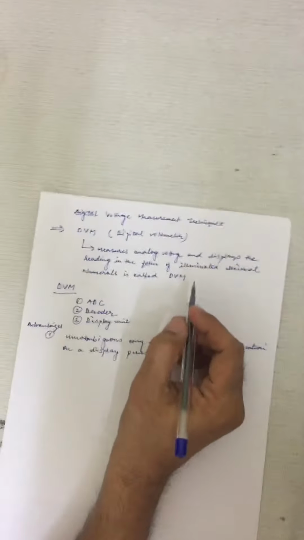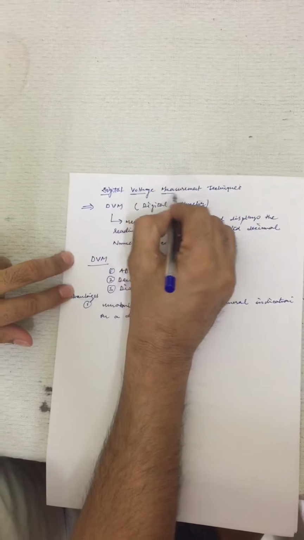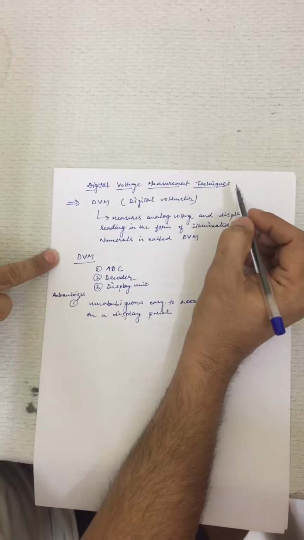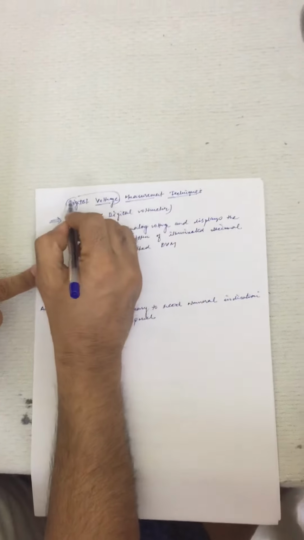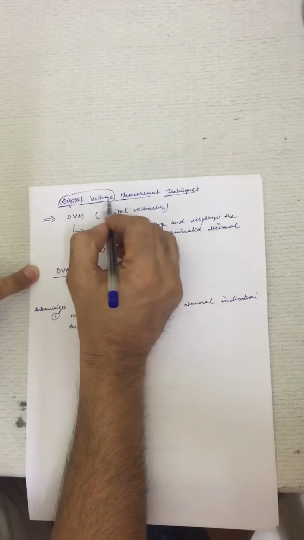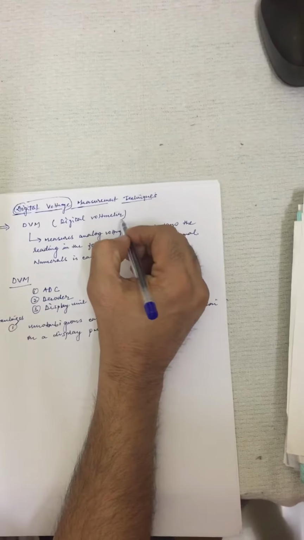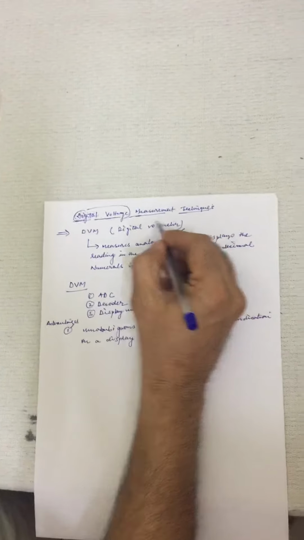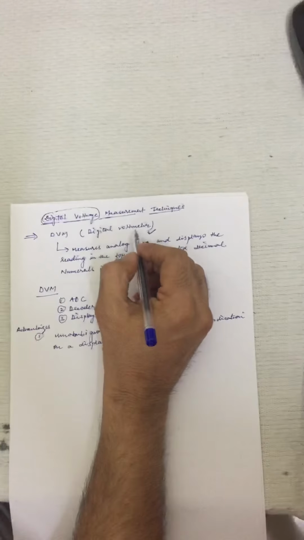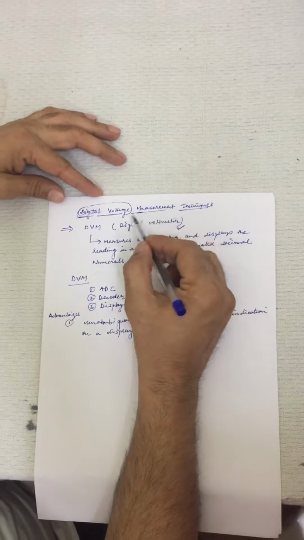Okay, so today we will discuss digital voltage measurement techniques. What are the techniques which are used to measure digital voltage? The basic objective is to measure digital voltage. This measurement is basically done using a DVM, which is known as a digital voltmeter. A digital voltmeter is an instrument which is used to measure this voltage.